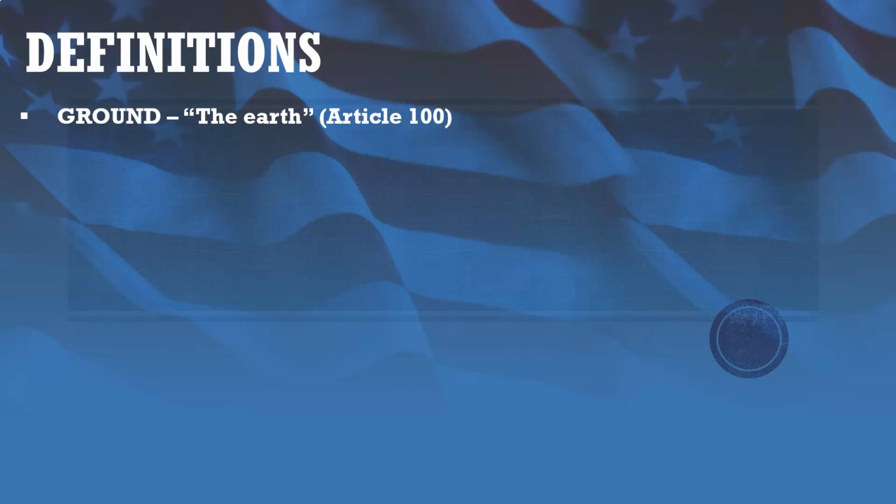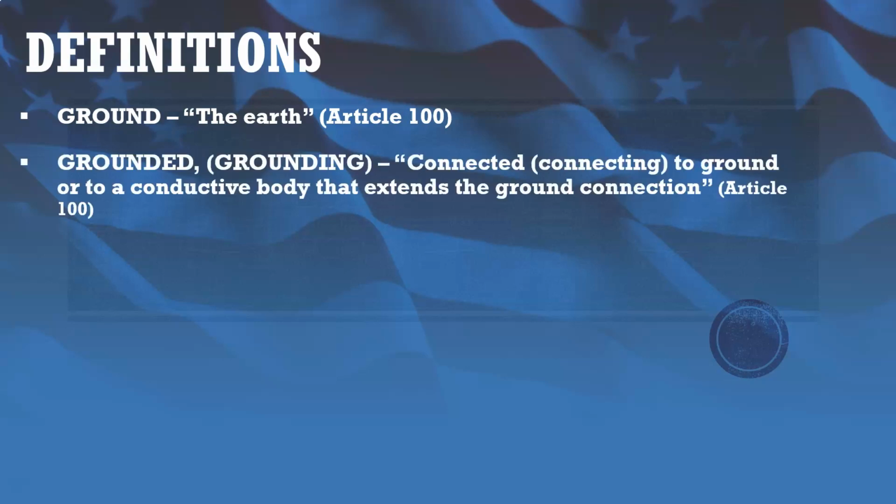Ground, which is the earth. I include this one even though it's a very simple definition just because a lot of people don't really understand that when we talk about the ground in terms of the code, we are actually just talking about dirt, earth. Grounded or grounding: connected or connecting to ground or to a conductive body that extends the ground connection. In other words, when we're talking about grounding something or that we have grounded something, we are saying that we have connected whatever we're grounding to the dirt.